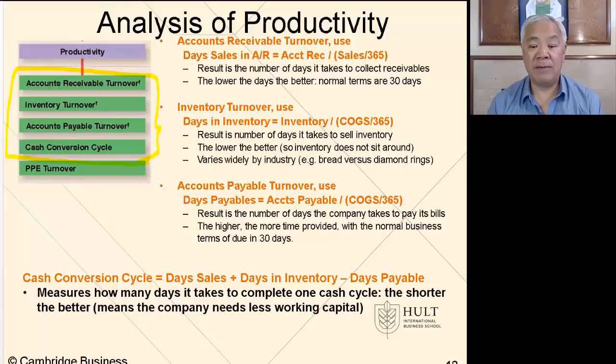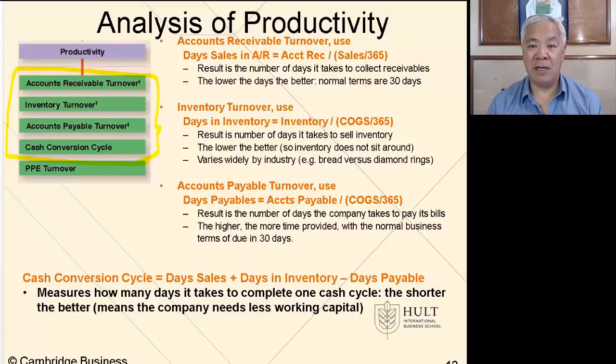Next is accounts payable. And the turnover metric here is days payable, which equals accounts payable divided again by daily COGS, COGS divided by 365. The answer again is easy to interpret. It tells how many days it takes you to pay your bills. And we again know that normally it's 30 days.